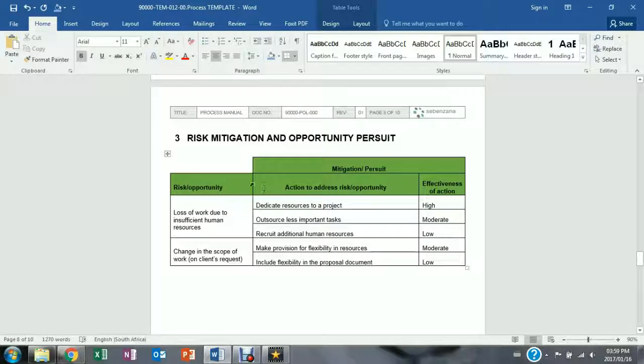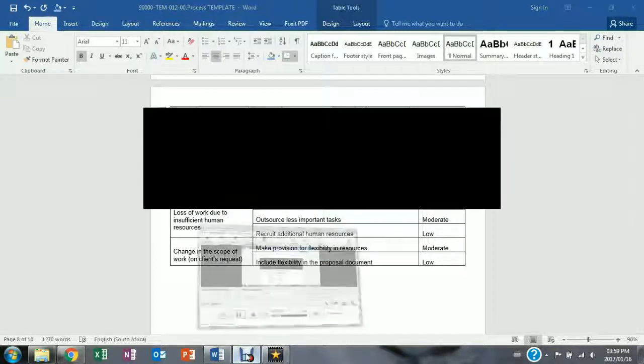On our next page, we have risk mitigation and opportunity pursuit. What you're going to do here is write down the risks or opportunities that were listed in the above SWOT analysis. And over here, write down an applicable mitigation for risks or pursuit for opportunities. Some factors might pose both a risk and an opportunity. In that case, you need to list everything that is applicable. And then lastly, just write down the predicted effectiveness of the action.